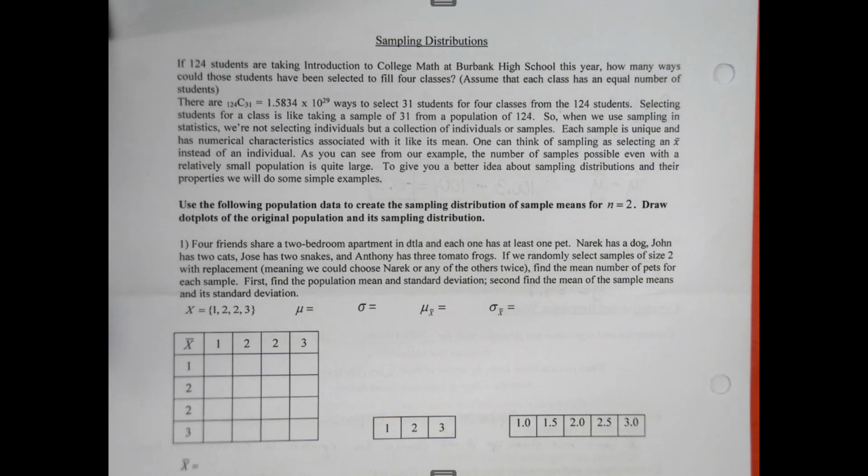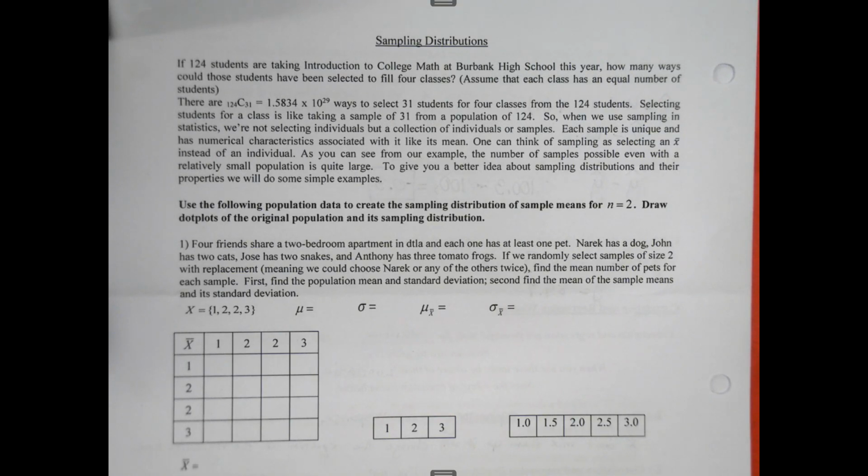So 4 friends share a 2-bedroom apartment in downtown LA, and each one has only 1 pet. Narek has a dog, John has 2 cats, Jose has 2 snakes, and Anthony has 3 tomato frogs. If we randomly select samples of size 2 with replacement, meaning that we could choose Narek or any of the others twice, find the mean number of pets for each sample. First, find the population mean and the standard deviation. Second, find the mean of the sample means and its standard deviation.